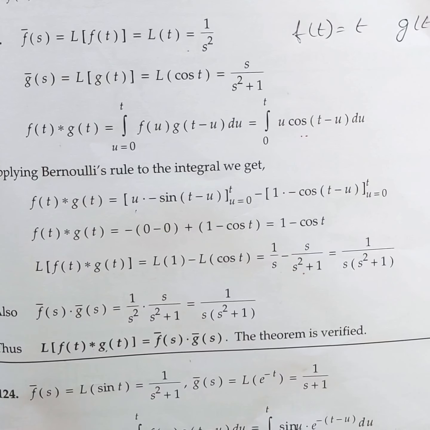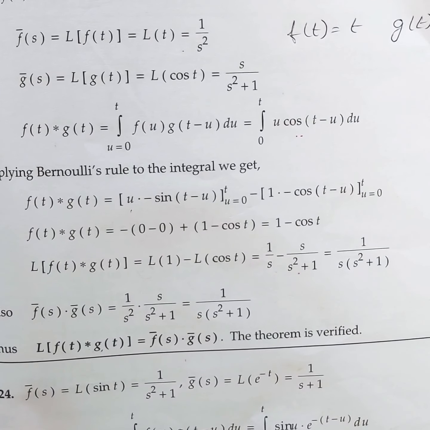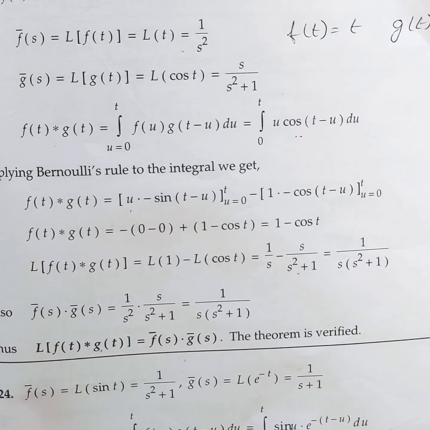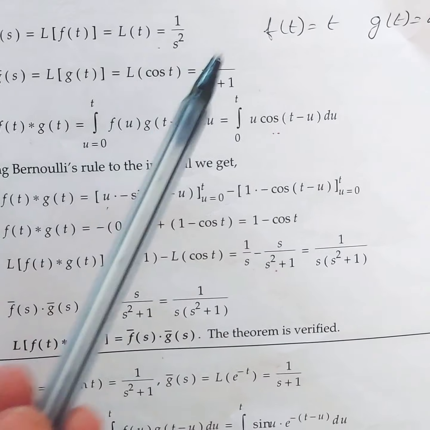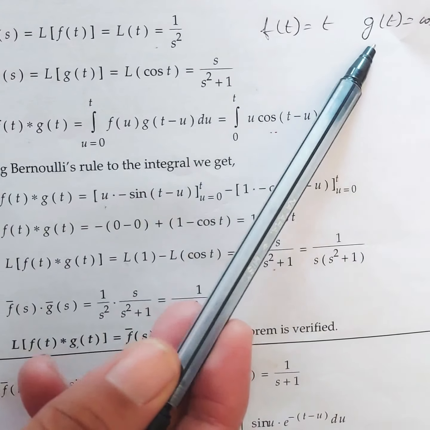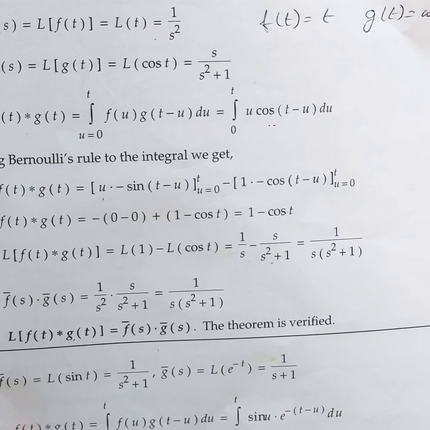Since you don't have the proof for your VTU, directly I am just going to the problems. So this is a type 1 problem, proving the convolution theorem, or we can say verifying the convolution theorem. Actually that is the correct way. See this problem, f of t is equal to t and g of t is cos t. I have to prove or verify the convolution theorem.